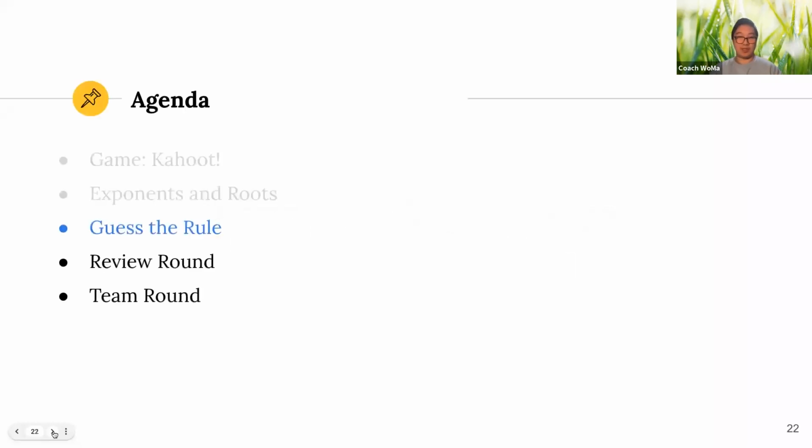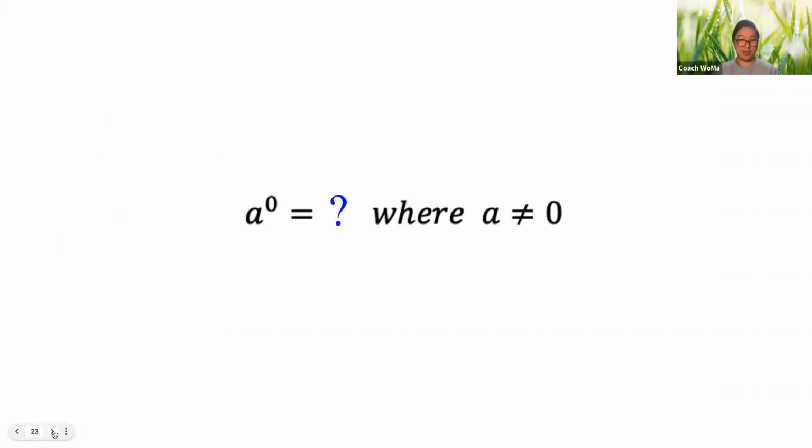Okay, let's go to the next. From all these things that I told you, there are some rules that you can have with the exponents and these roots. So we're going to play a little game where we guess the rule. You'll probably need to use square roots and exponents. So let's start this game. Remember to direct message me your answer. So a to the 0 equals blank. Please tell me what the question mark should be.